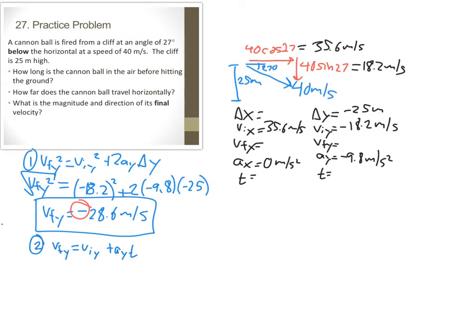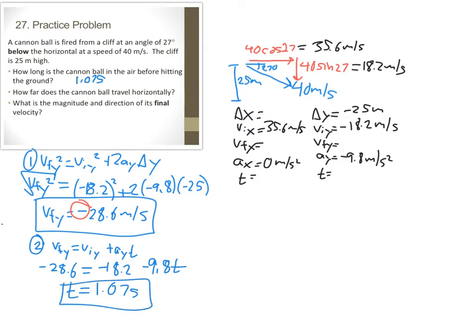Now that I have my final y velocity, I can say negative 28.6 equals negative 18.2 minus 9.8 t, and I can solve for the time that this object is in the air, and that is going to come out to 1.07 seconds. So that answers the first question. I now can use that time in my x side to figure out how far the cannonball travels horizontally. I actually also know the final x velocity, but that doesn't really help us because we needed either our time or our displacement.